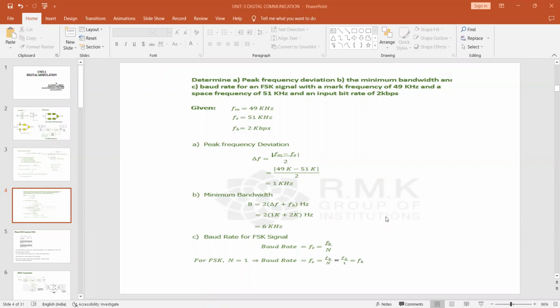Good afternoon, students. In today's video, we are going to see one problem in FSK. FSK, frequency shift keying, is one of the digital modulation techniques.